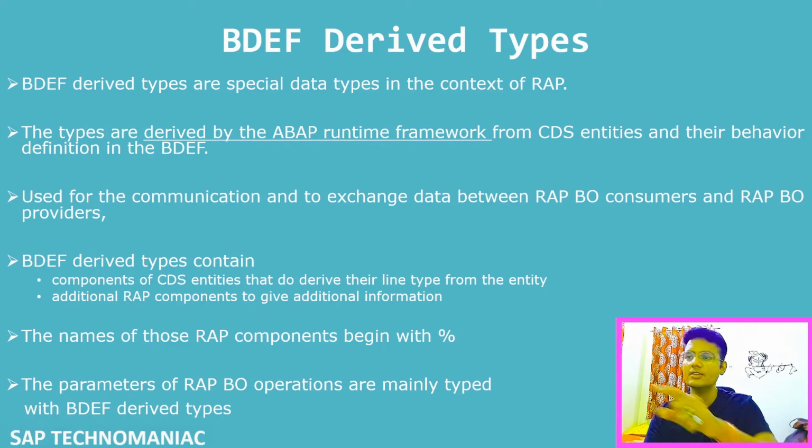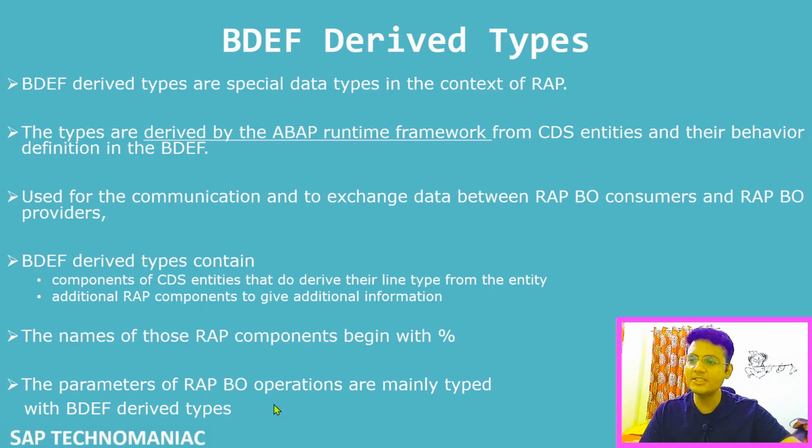That is the reason I told you here as well, the behavior derived type contains not only the CDS entities but also RAP components that give the additional information. How will we know which are the additional information? Wherever you see a percentage symbol in front of a component, those are the additional components giving us the additional information. We will see this when we do the coding in depth, but first we have to understand what this derived type actually is.